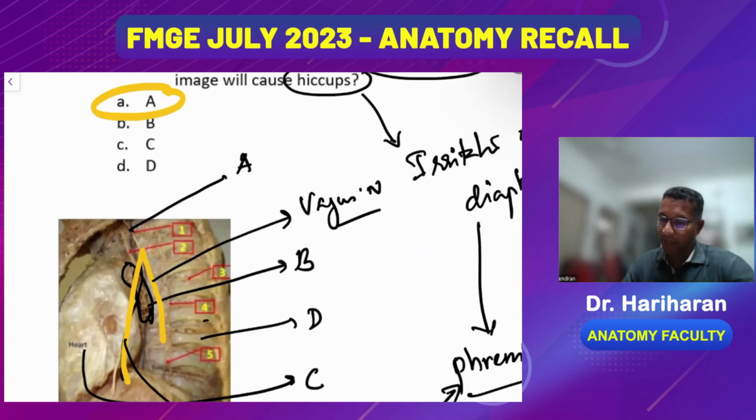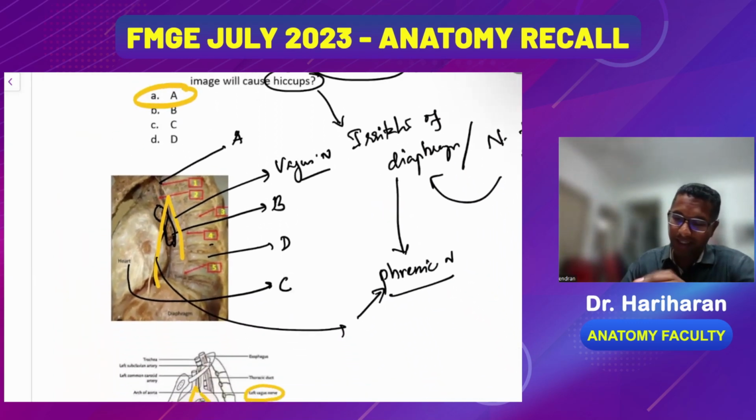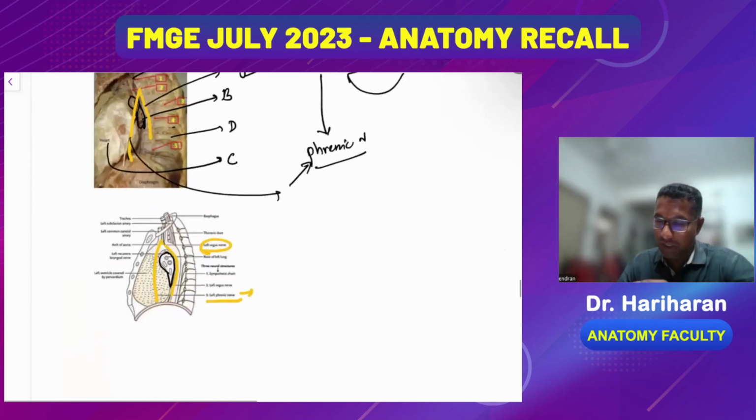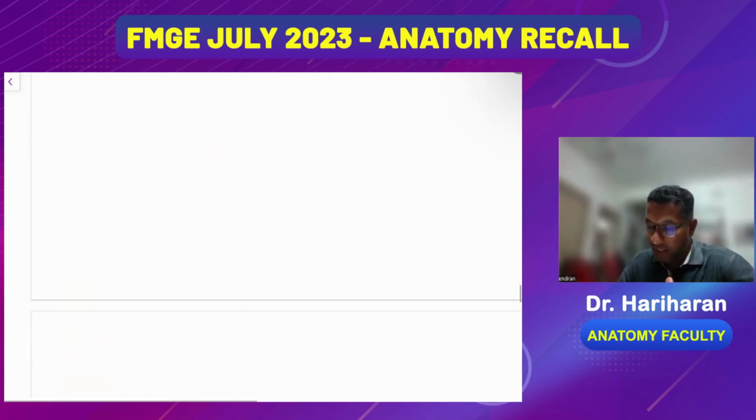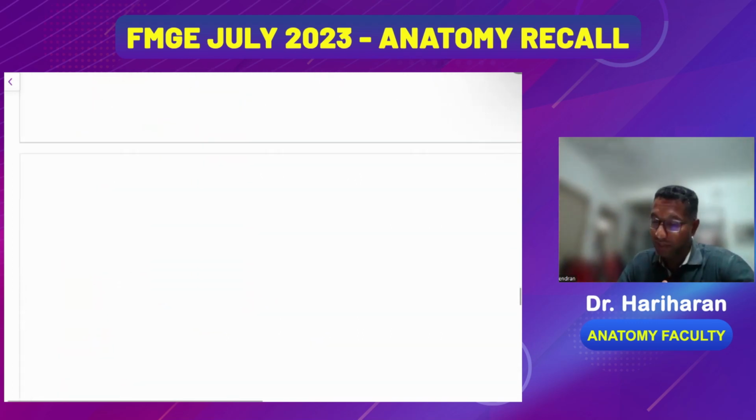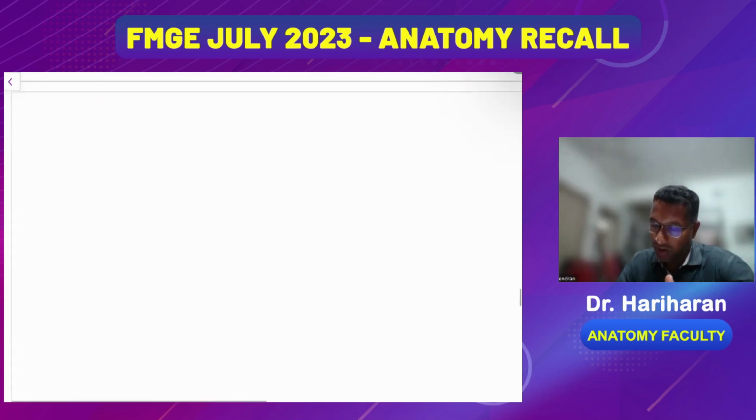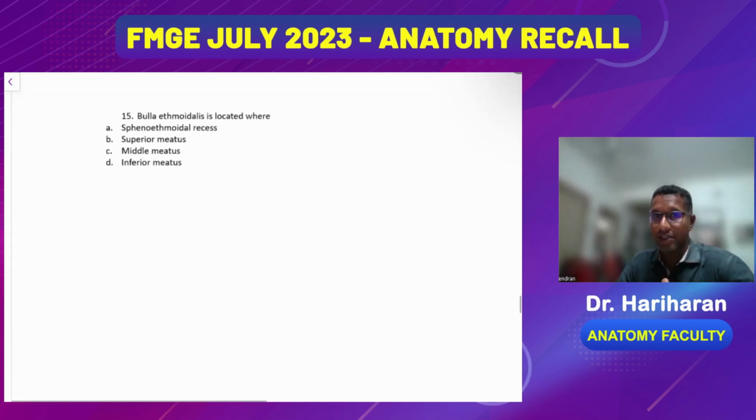Option A. This is a cadaver based question, a slightly difficult question because it is very difficult to identify the structures in the cadaver. It is very difficult when we go to the dissection hall itself, and here it is more difficult.